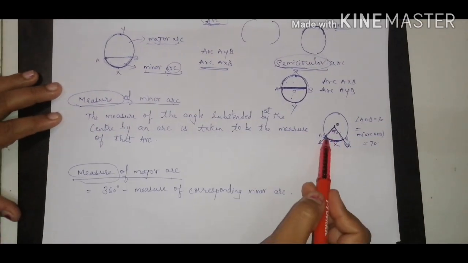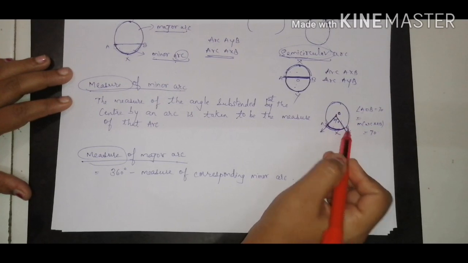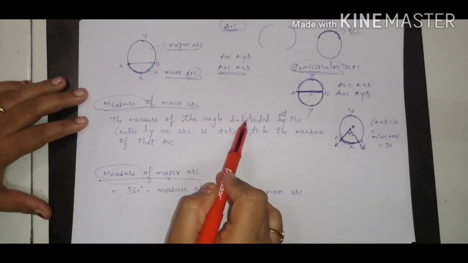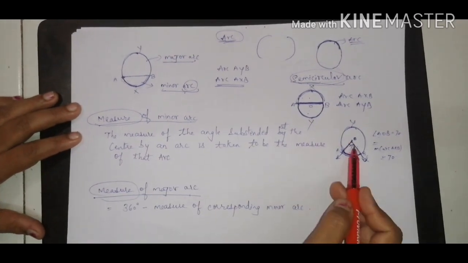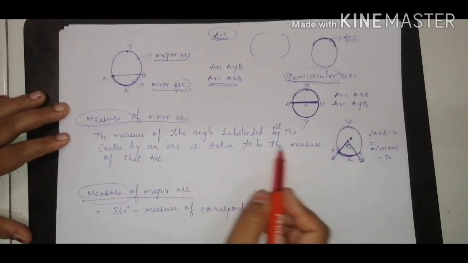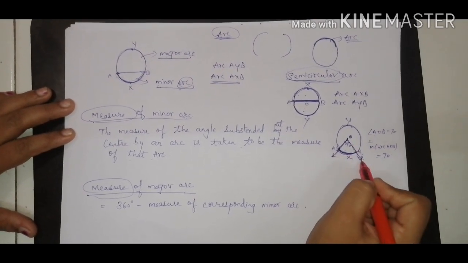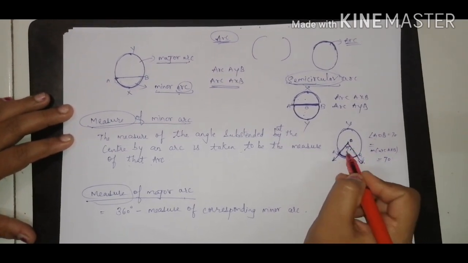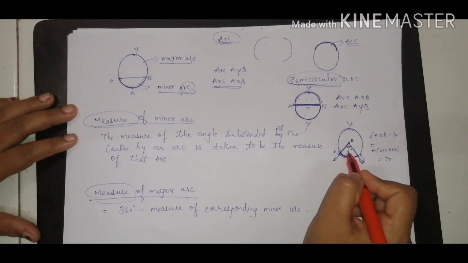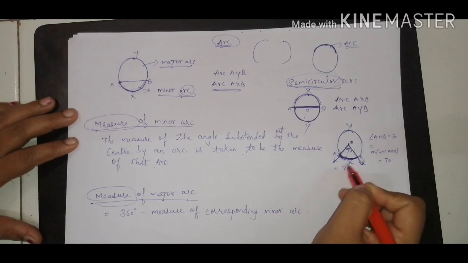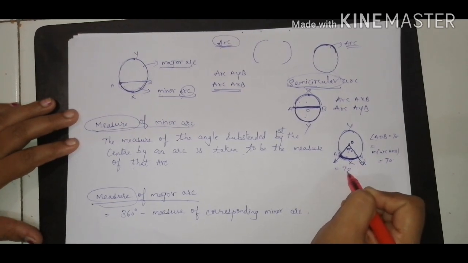That means this is a minor arc and this one is a major arc. So the measure of the angle subtended at the center by an arc is taken to be the measure of that arc. This is the arc. It subtends one central angle at the center, and this angle's measurement is 70 degrees. So what is the measure of that arc? That arc's measure is also the same, 70 degrees.